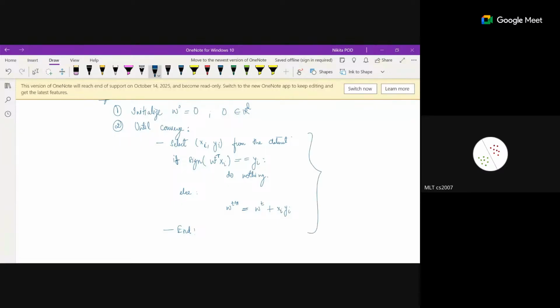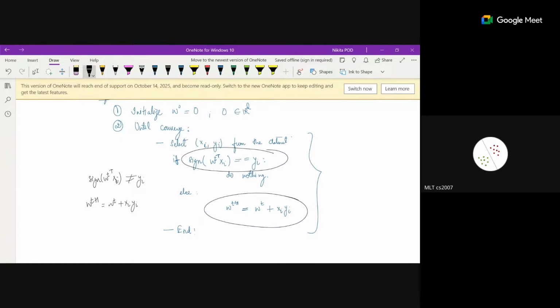The step says that you pick any data point from the data set and check the sign of W_t transpose X_i. If this is equal to Y_i, then I am not going to do anything, since it is already on the correct side. If it is not equal to Y_i, then we update it using this rule: W_(t+1) is W_t plus X_i Y_i.